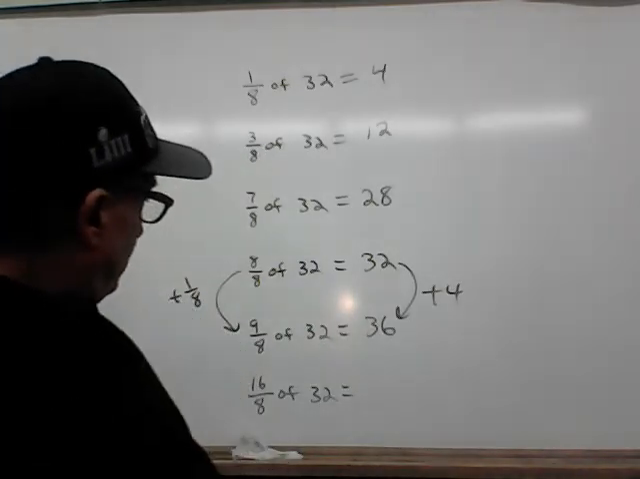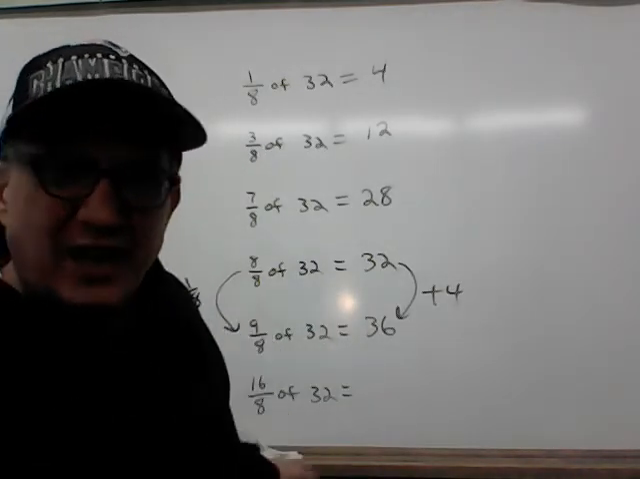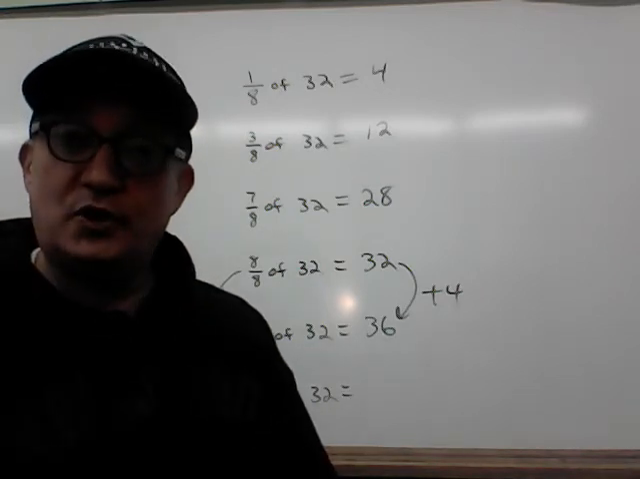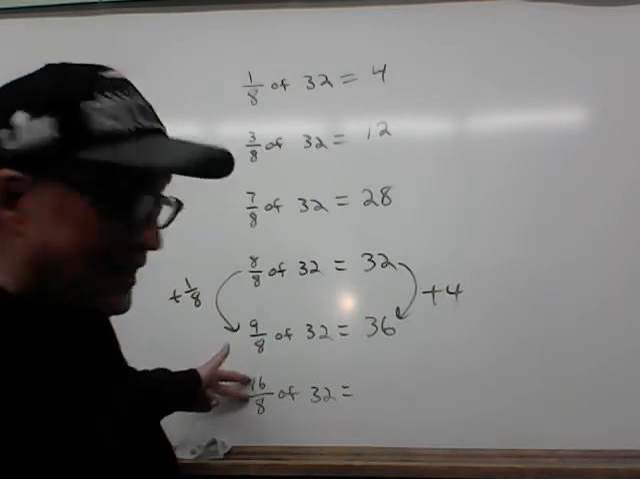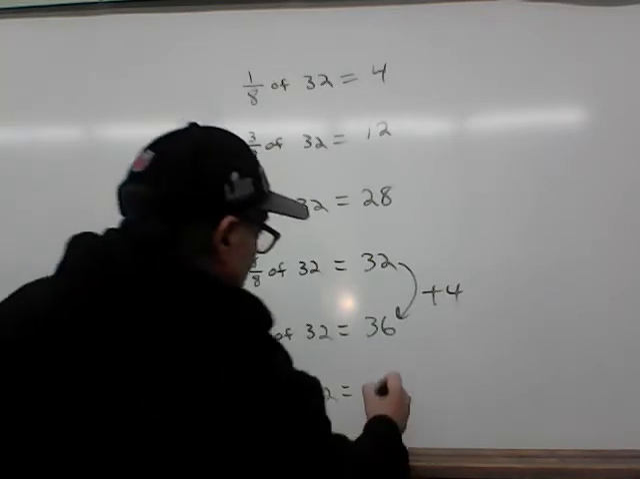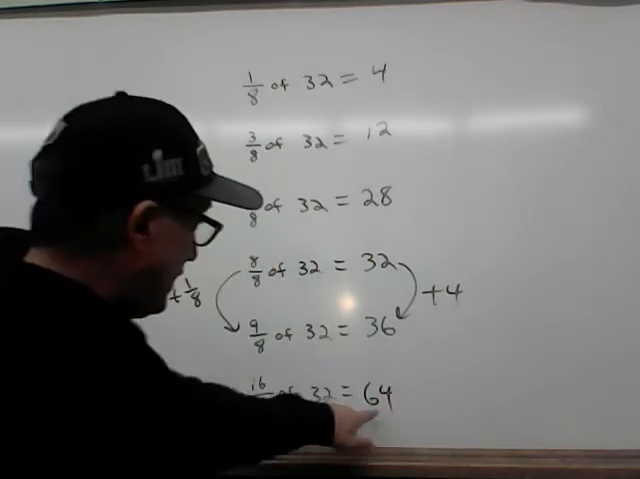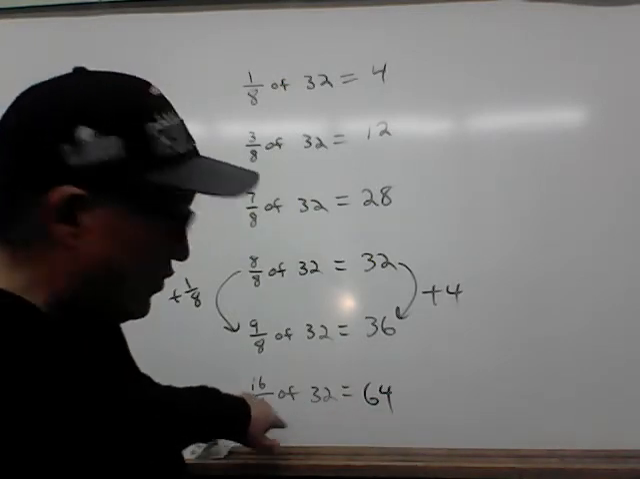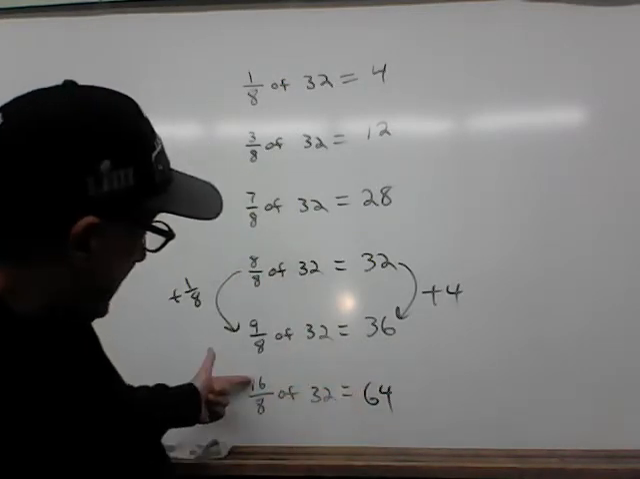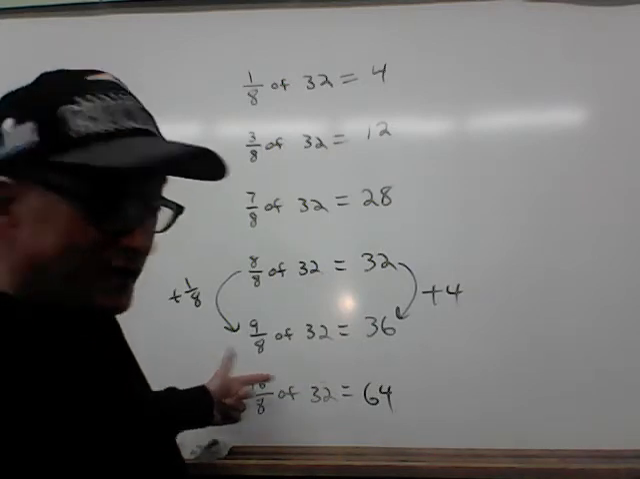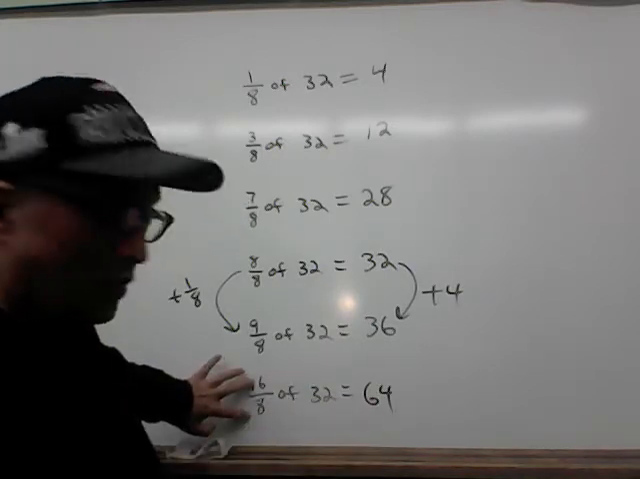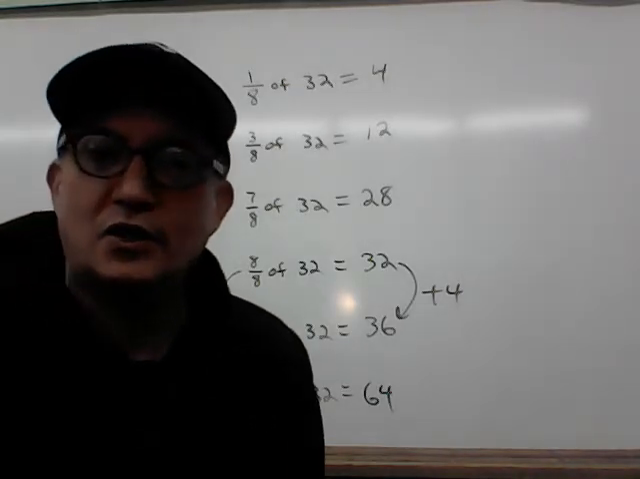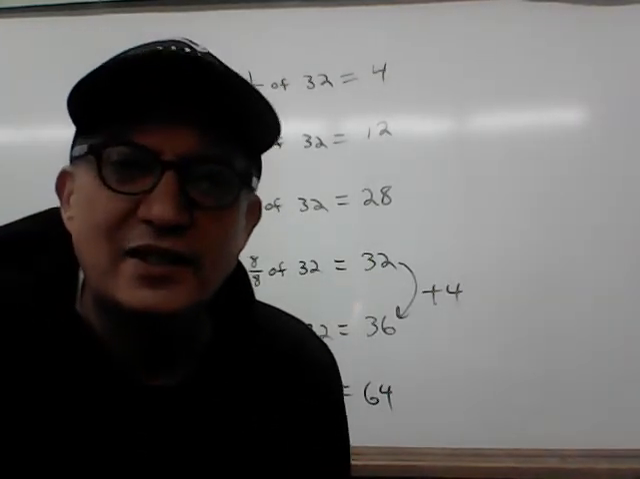How about this? 16/8 of 32. Again, you don't generally run into that. Why? Because it's 2 times 32, right? 16/8 is 2. 2 times 32 is 64. You can get to it the same way that we got to the earlier ones. 1/8 of 32 is 4, and 16 times 4 is 64. But the shortcut is 16/8 is 2. 2 times 32 is 64. Easy. These are easy.